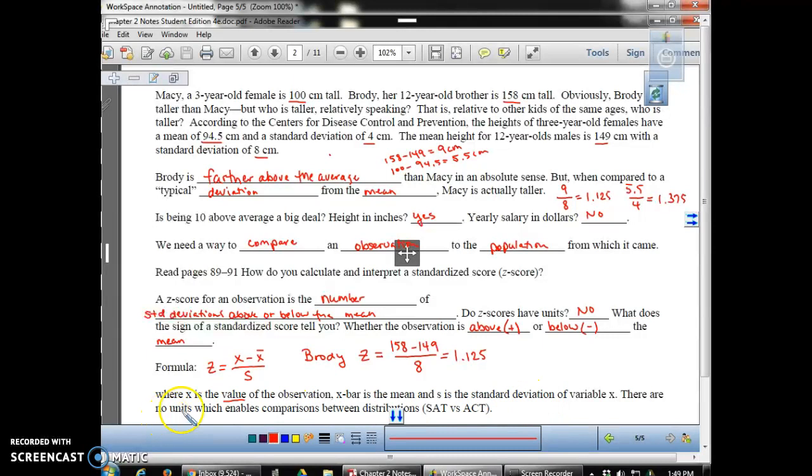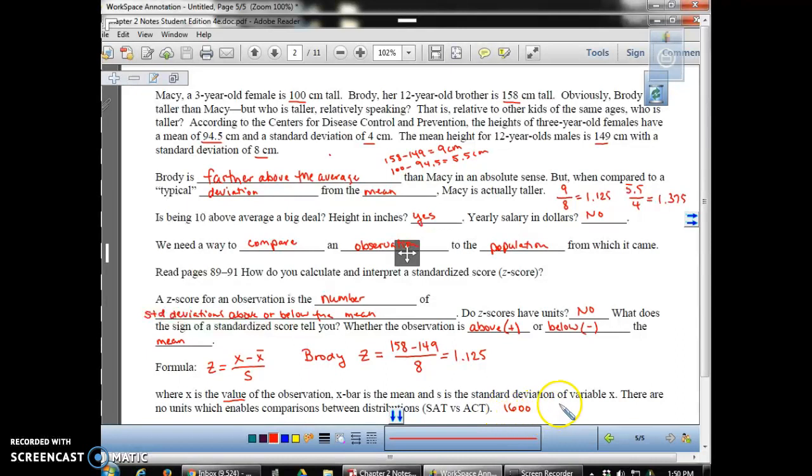So there are no units because you end up with, for example, here, centimeters divided by centimeters. So they cancel out, so that there are no units. And that is the neat thing about z-scores. They allow us to compare two different distributions that don't initially have the same scale, for example. So the SAT, if you make a 1600, how does that compare to the ACT? Obviously, you can't even make a 1600 on the ACT.